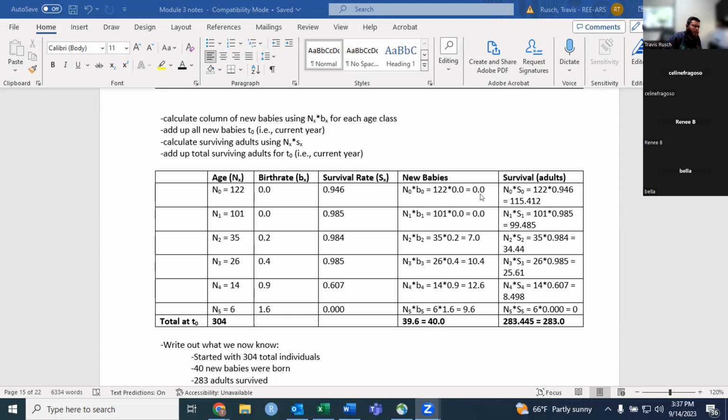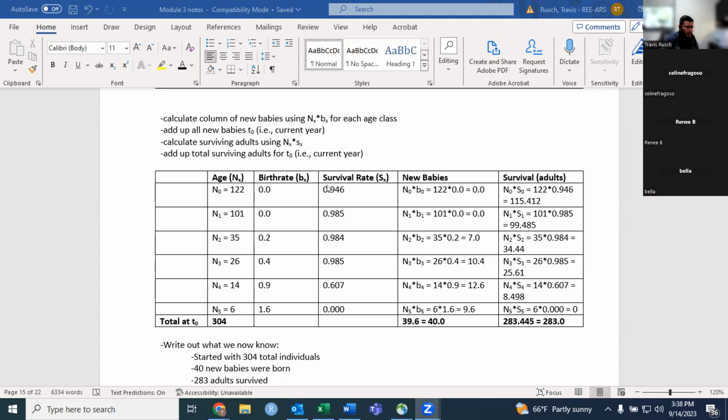And what this means conceptually is that newborns are producing zero offspring, one-year-olds are producing zero offspring, two-year-olds are producing seven, three-year-olds 10.4 or 10. And we can add these all up, and then we can say the total new offspring produced at T0 is 39.6, or if we rounded to a whole offspring, it would be 40, right? And then if we wanted survival of adults, what we would do is something similar. We would take the number of existing adults for that age category. So 122, N of zero, but now we would multiply it by the survival rate.